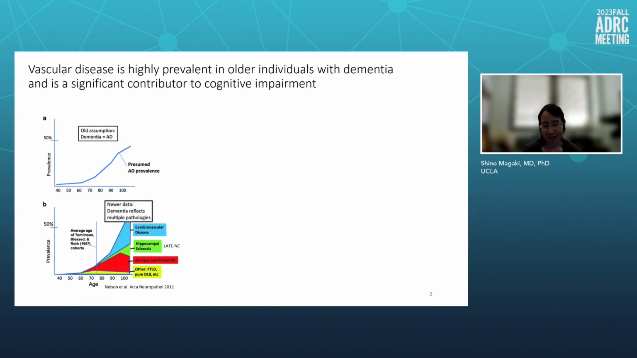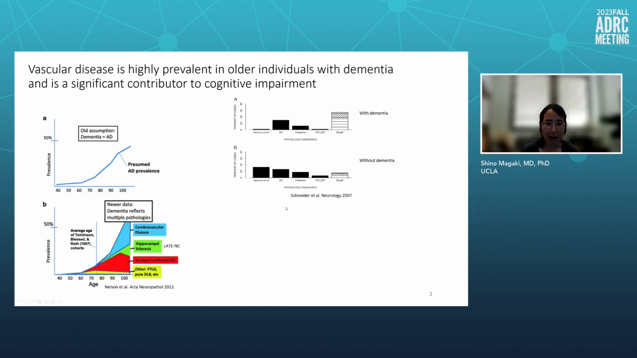Multiple pathologies are known to underlie cognitive impairment, and it has been beautifully shown by Dr. Schneider and Dr. Mambalou that vascular disease is especially important in the elderly. This is a figure from one of Dr. Nelson's review papers that shows that in the past, in the clinical cohorts, it was assumed that Alzheimer's disease explained the majority of dementia, but actually in neuropathologic cohorts, it shows that multiple pathologies, especially vascular disease, are important, especially in the older population.